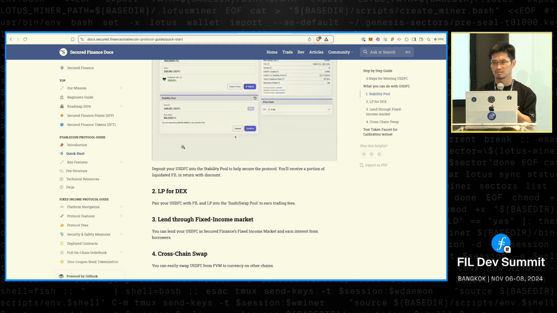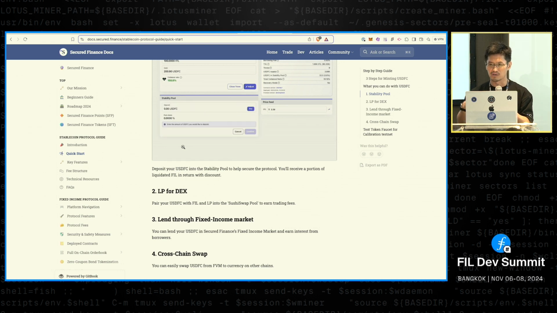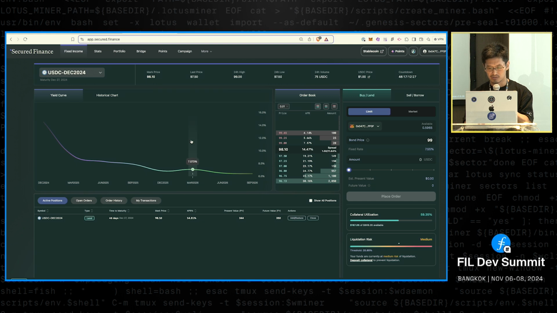And once you mint USDFC, basically from day one, we have 3 utilities. One is putting liquidity into the stability pool, which I showed already. The other one, we want you to help with DEX liquidity, like SushiSwap, so that you can convert USDFC into other currencies. And the third one, we already have a fixed income market, which I can show you.